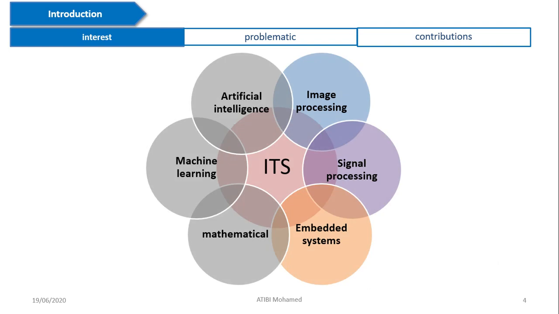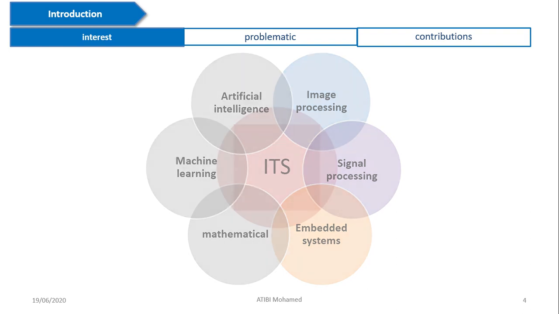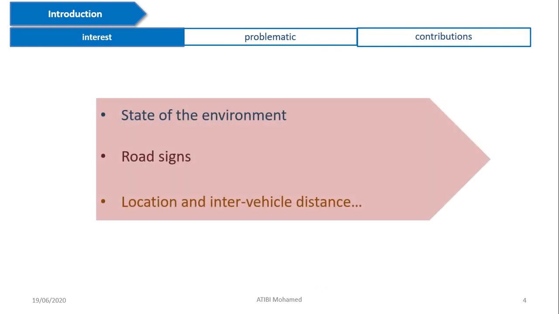This pushes researchers around the world to look into the field of road safety, and more specifically in the field of intelligent transport. This multidisciplinary research axis combines the field of computer science, artificial intelligence, and embedded systems in order to provide intelligent solutions aimed to avoid road accidents or mitigate their consequences. The objective of these techniques and algorithms is to provide information to the driver about the state of the environment, the location, and the distance between other vehicles.